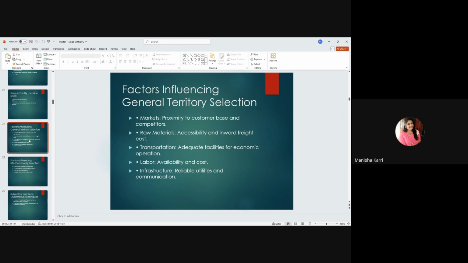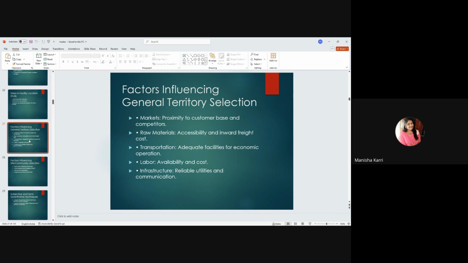And the factors which influence the general territory selection. Generally, the first step is to choose a broad region or territory where the facility might be located. The factors considered are proximity to markets, meaning how close the location is to customers, to reduce delivery time and cost; and access to resources, such as availability of raw materials, skill levels, and infrastructure like roads or ports. Economic conditions are also a very important factor, because the cost of land, taxes, and other economic incentives can influence the overall decision.